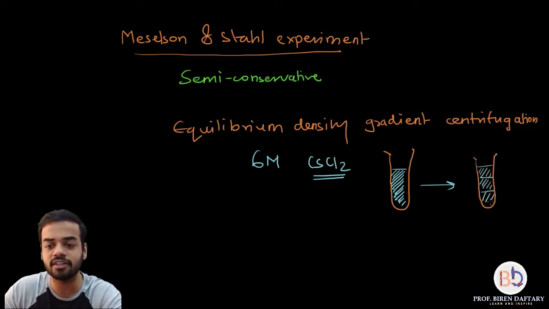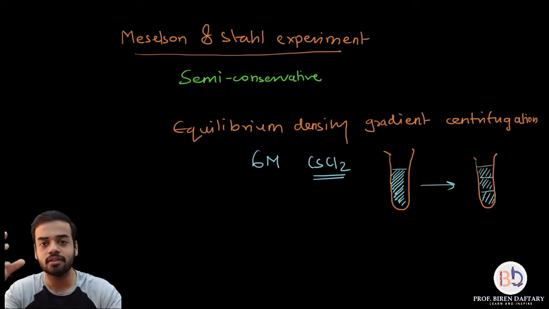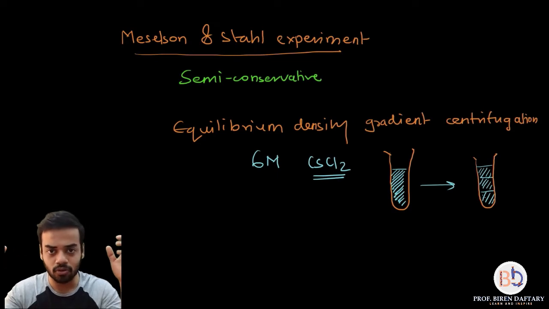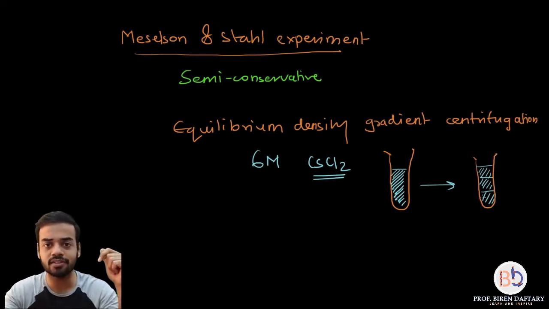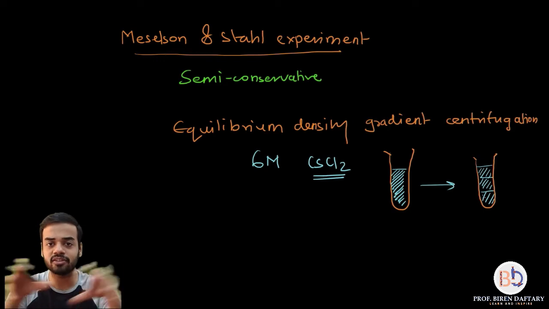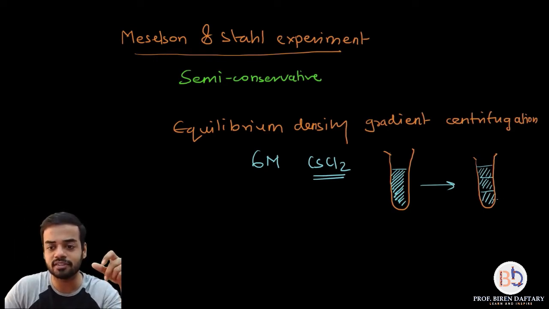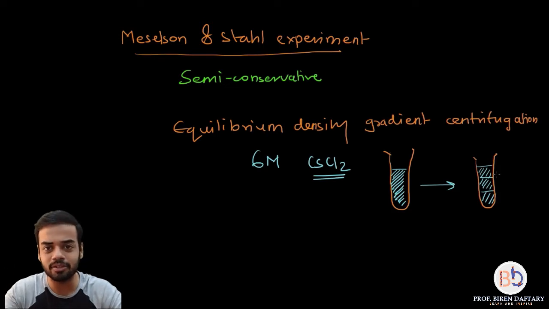And why will these layers be formed? That is because when the cesium chloride mixture is undergoing centrifugation, the centrifugal force separates the components based on their densities. So this lowest part will be the heaviest, this middle part will be medium in weight, and this will be the lightest part. So your cesium chloride gets distinct gradients. These levels are also called gradients.